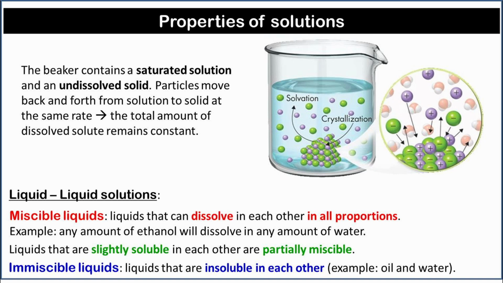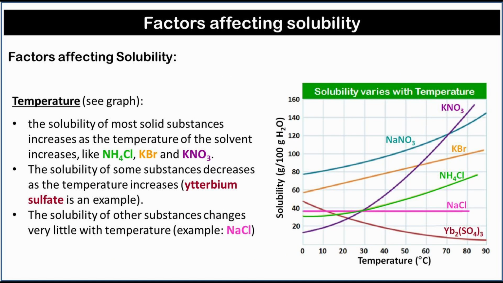Liquids that are slightly soluble in each other are partially miscible. And immiscible liquids are liquids that are insoluble in each other. Example: oil and water. Let's discuss what factors affect the solubility. From the graph, we notice that temperature will affect the solubility.